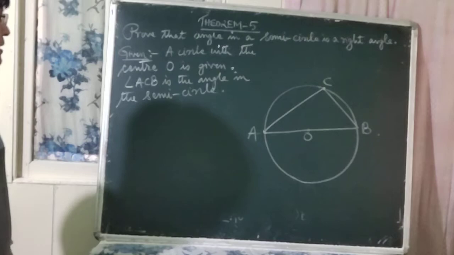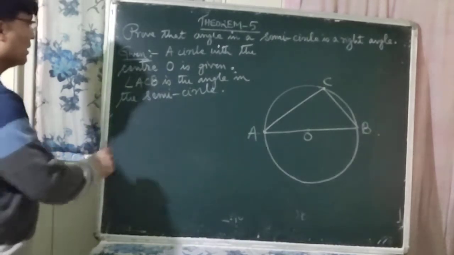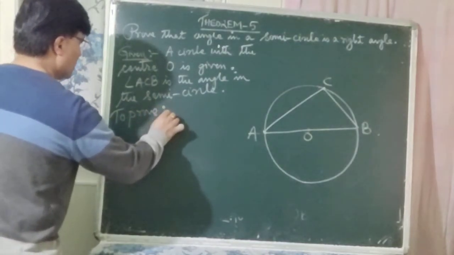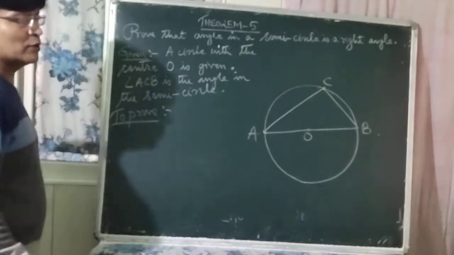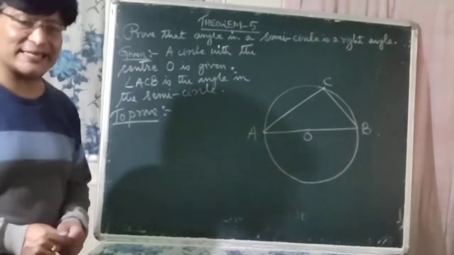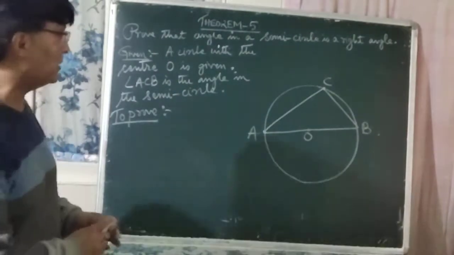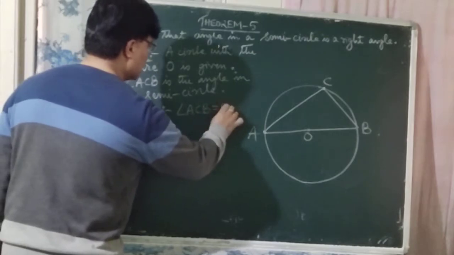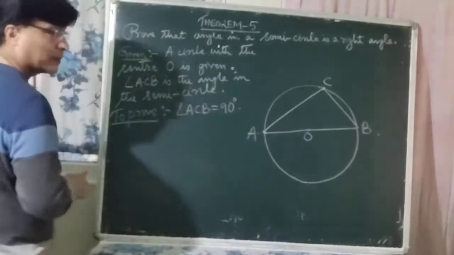So angle ACB is the angle in the semicircle. Now, what is to be proved here? You have to prove that the angle in a semicircle is a right angle, that is, 90 degrees. That is, you have to prove that angle ACB is equal to 90 degrees.